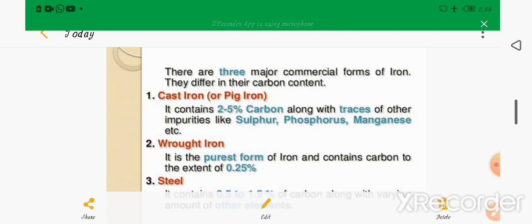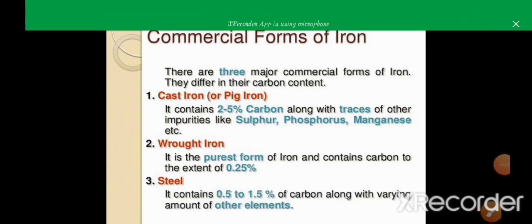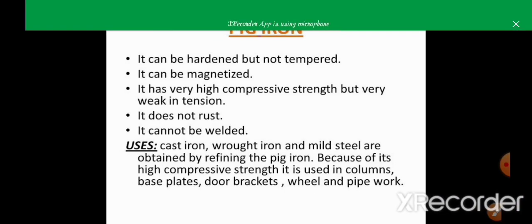Next, wrought iron, the purest form of iron, contains less than 0.25 percent carbon. Next we go to steel. It contains 0.5 to 1.5 percent of carbon. These three forms of iron differ by carbon content. Next, we go to uses of pig iron. You know very well the properties: it can be hardened, magnetized, compressed, and does not rust. Next, uses of iron.